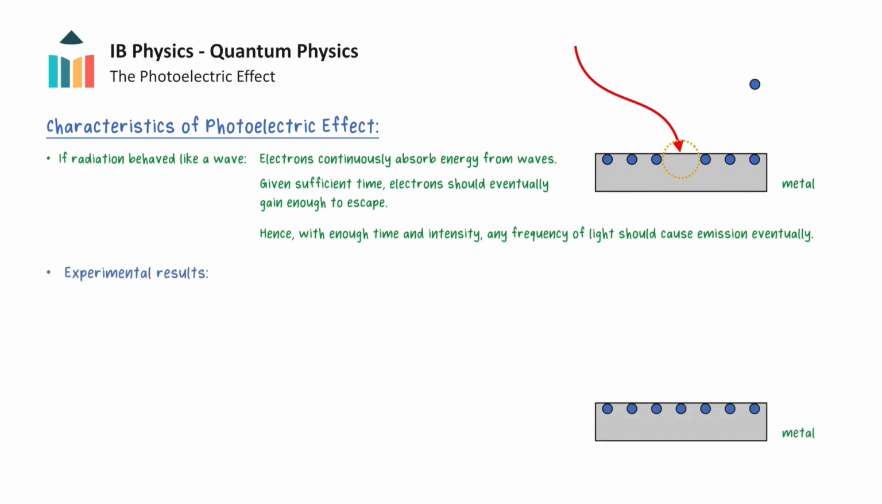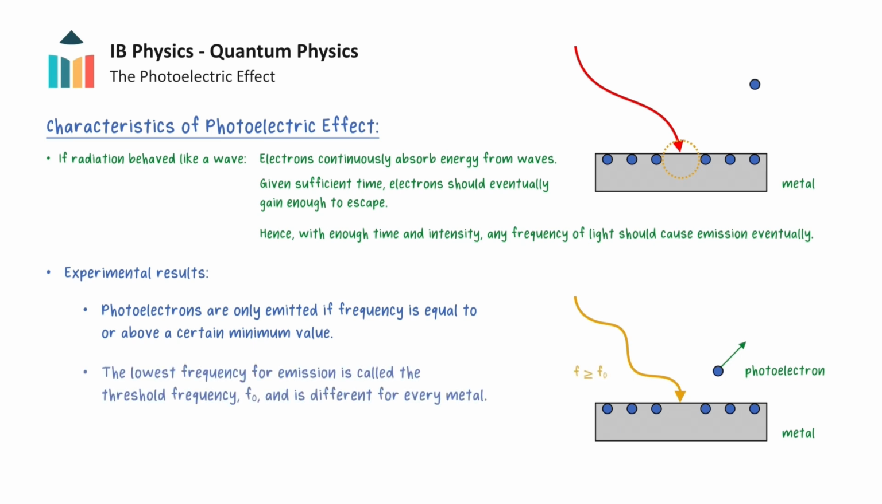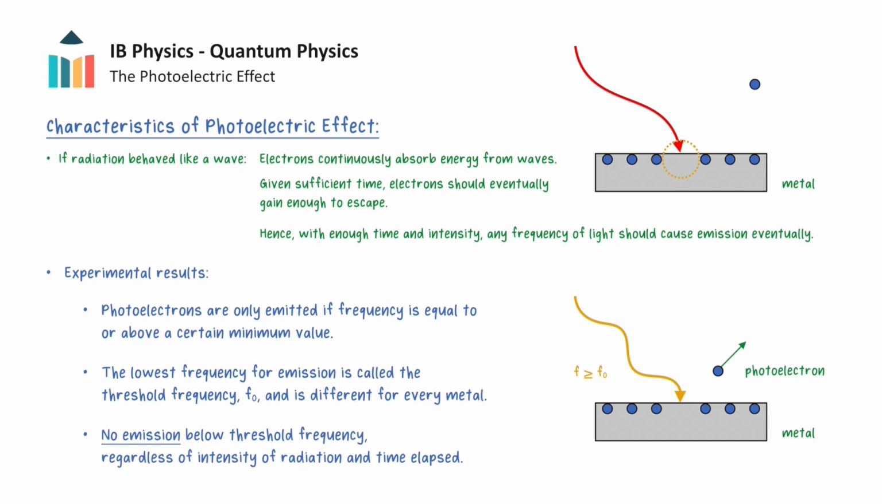However, from experimental results, the photoelectric effect only occurs if the frequency of radiation exceeds a certain minimum value. This is known as the threshold frequency, denoted by f₀, and is unique to each metal. If the frequency of radiation used is lower than the threshold frequency for that particular metal, then no electrons will ever be emitted from its surface, regardless of intensity and the time elapsed. This is completely contradictory to wave theory, and it is unable to explain why a special threshold frequency should exist.